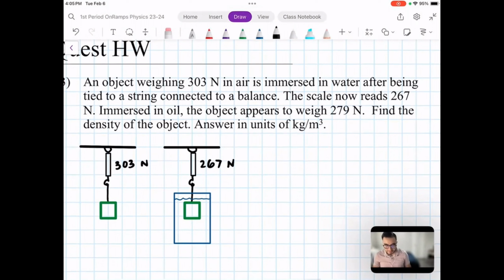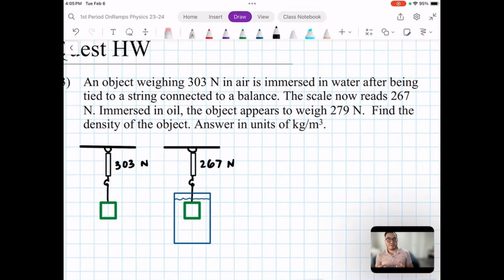Let's read it. An object weighing 303 newtons in air is immersed in water after being tied to a string connected to a balance. The scale now reads 267 newtons. Immersed in oil, the object appears to weigh 279 newtons. Find the density of the object. Answer in units of kilograms per meter cubed.